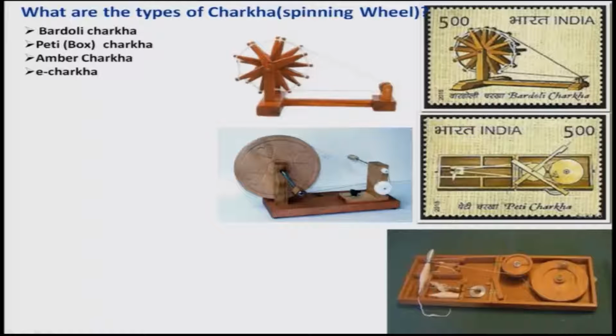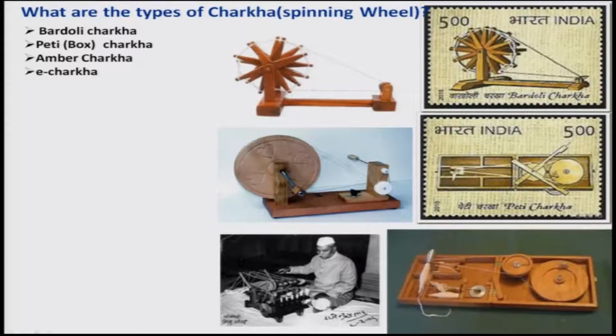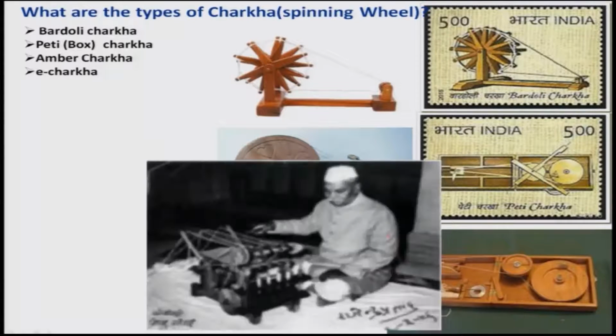And beside this there is the amber charkha, which was used in this photo by Rajendra Prasad, who was the first president of independent India. And this is the mechanized one. Here you can have one spindle, in this case one spindle here, but here there are more than one.